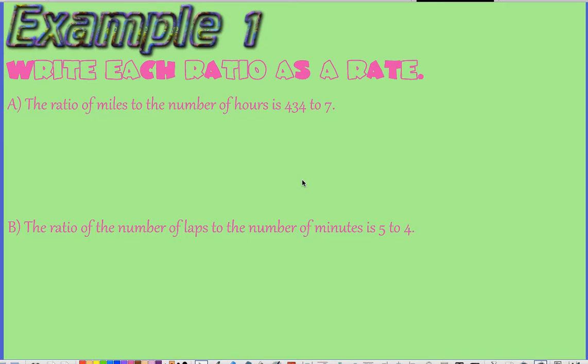Welcome to this lesson on using rates. Today we're going to talk about how to, again, turn a ratio into a rate, and then how to use those rates to help us solve real-life problems. So here we go. We're starting with a little bit of review.